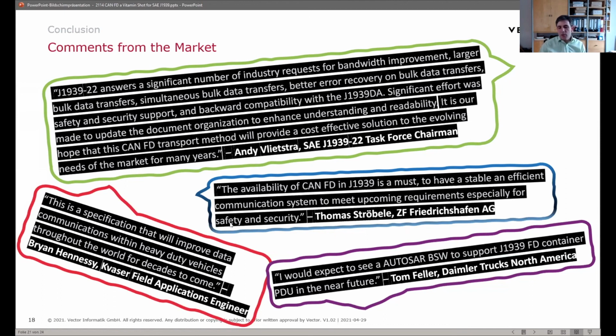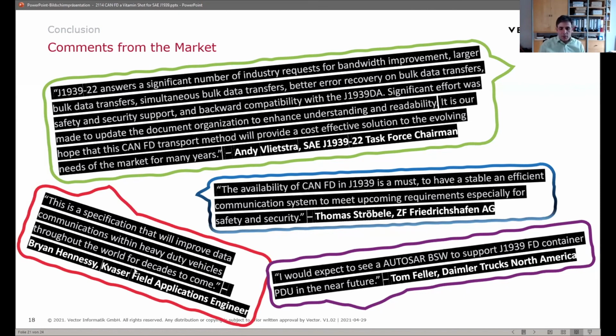Especially when it comes down to safety and security, this is again really a major pain on today's J1939 networks. And then there's one from Daimler Trucks, from Tom Feller, North America: I would expect to see an AUTOSAR basic software component to support J1939 FD container PDU in the near future. This is certainly what the manufacturers of the AUTOSAR software components need to consider offering, because that would allow major OEMs to integrate J1939 in their existing vehicles way easier than today.